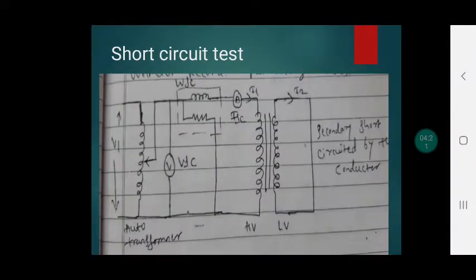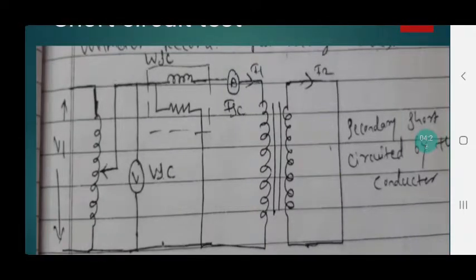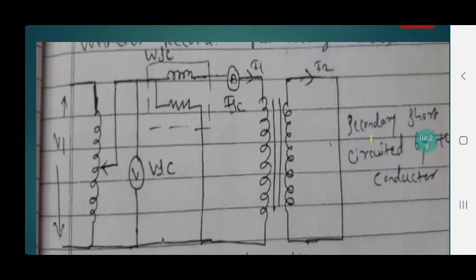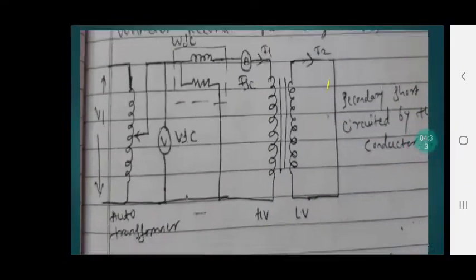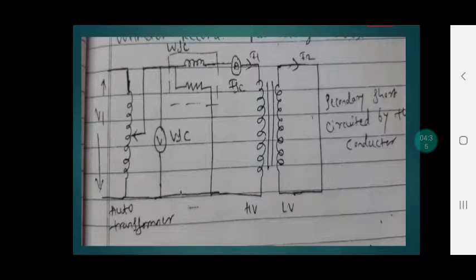In this test, the current flows when the winding is short circuited. Can you see this? I2 will flow through this winding. And in this test, the copper losses are more. As it is a short circuit test, the current is more, so I squared R loss or copper losses are more. So in this test, we will get the value of copper losses.